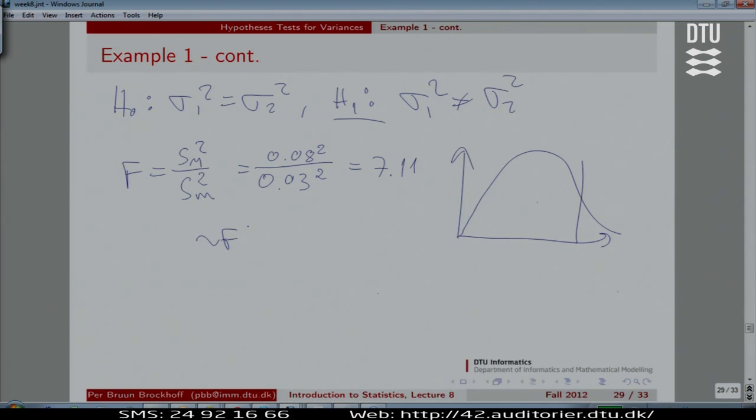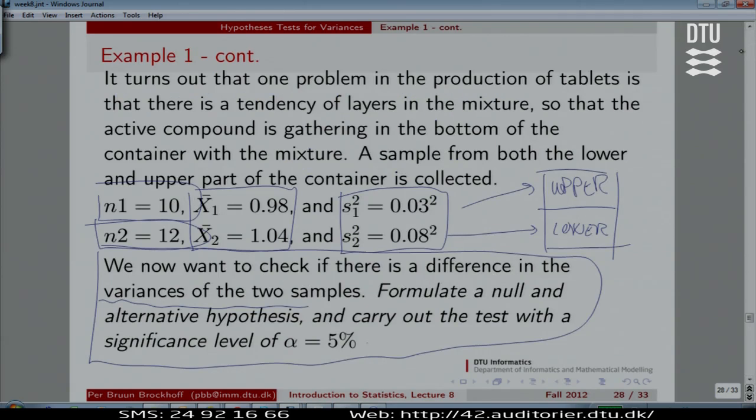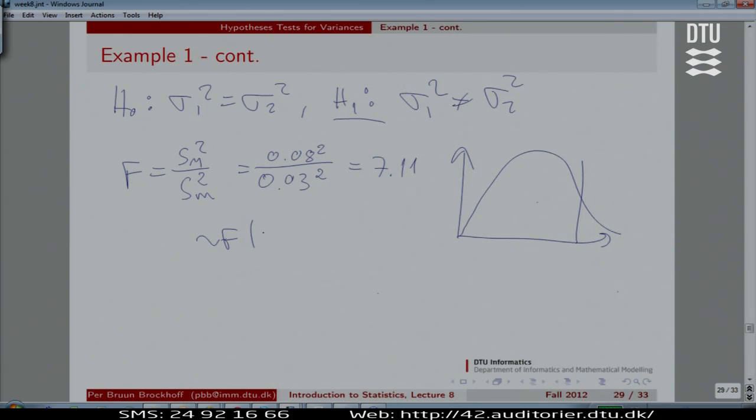Well, for the F distribution we should use, we should keep track of how many observations we have. For the 0.8, which was in the numerator, we used 12 observations, and for the other one we used 10. So the F we should use is 11.9.